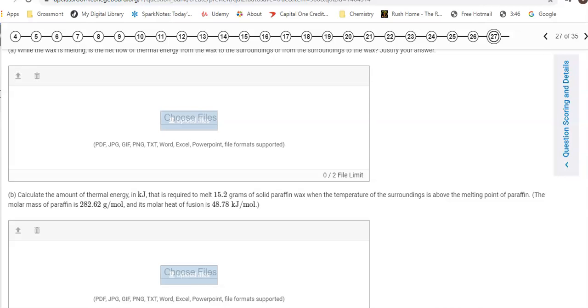So just play around with the units of measure until you get them to give you what you want. You want kilojoules. So how do you get kilojoules out of those three numbers? 15.2 grams, 282 grams per mole, 48.78 kilojoules per mole. Just line them up until they cancel out to where you get kilojoules, and that would be your answer.